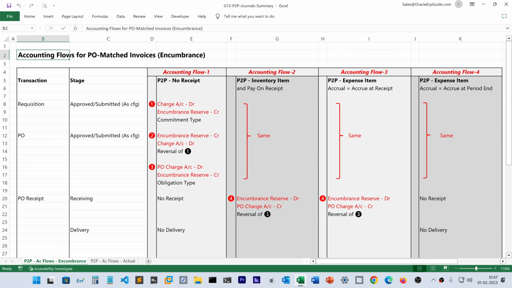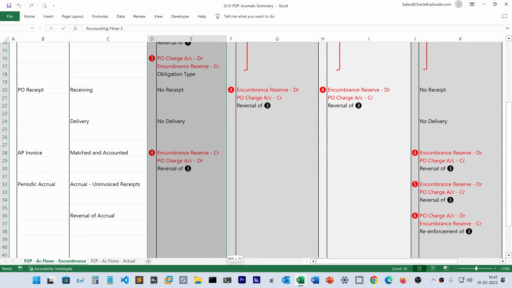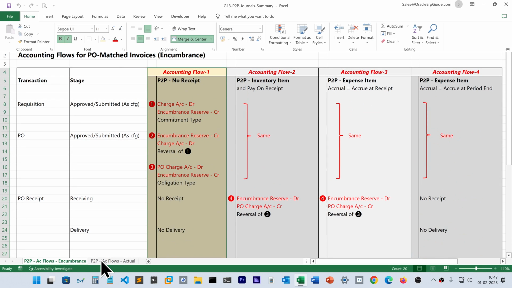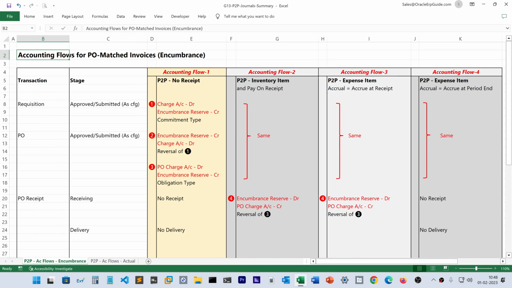So this is a spreadsheet that narrates all the flows, and basically there are 2 tabs: P2P accounting flow for encumbrance and the accounting flow for actual. So we are right now focusing on this particular flow. So let us mark it like this, and let us mark it also in the actual. So this is our encumbrance flow.